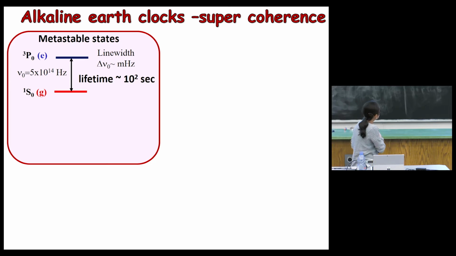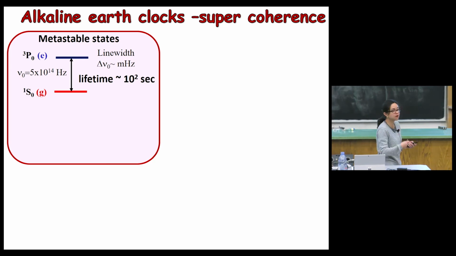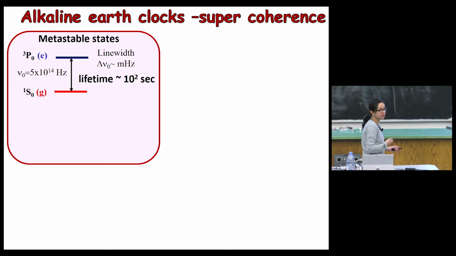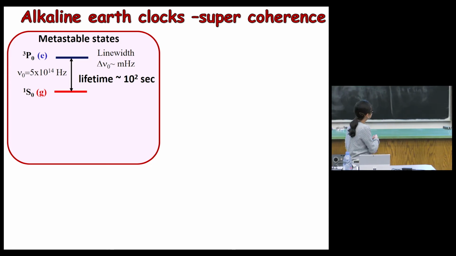So this is an optical transition. You are seeing that the frequency is optical, 10 to the 14 hertz. But this excited state can live more than 100 seconds. It's very, very stable. So this transition is kind of forbidden. And that means that the line width of this transition is just of the order of millihertz.